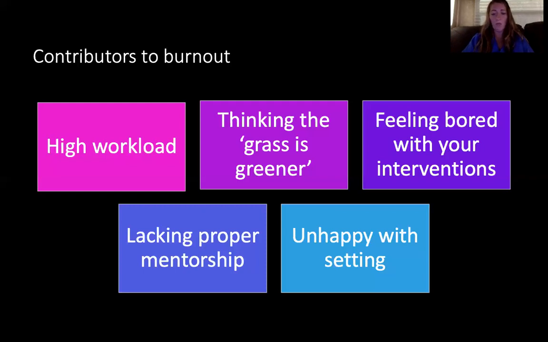Number 3, feeling bored with interventions. Maybe you don't feel like you have enough time to contribute to your OT toolbox. You don't have that time to be creative. It could sometimes feel that you aren't performing best with client-centered interventions that are tailored to your clients.